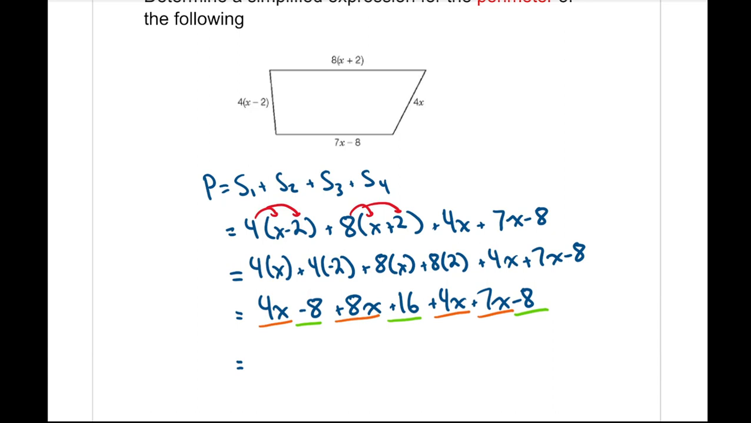So I can collect my like terms. So 4x plus 8x plus 4x plus 7x is 23x. And then minus 8 plus 16 minus 8 is 0. So I don't even need to add anything else. I could say plus 0, but again, that doesn't really change anything. So I can leave it at 23x.